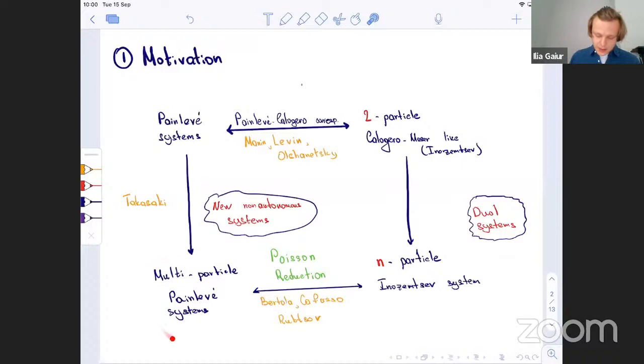And the connection between these systems and multiparticle Inozemtsev systems was given 2 years ago by Bertola, Cafasso, and Rubtsov. And this correspondence uses Poisson reduction.